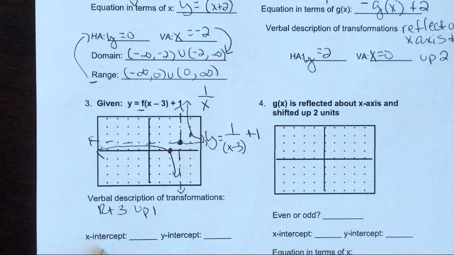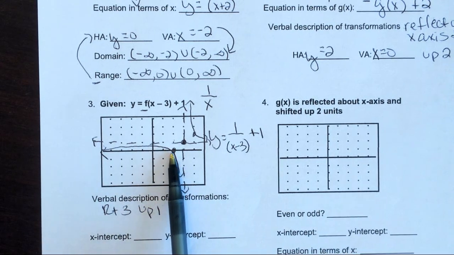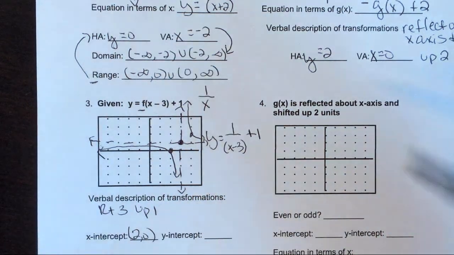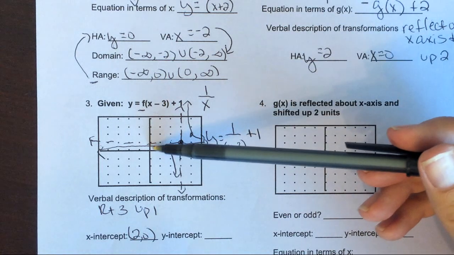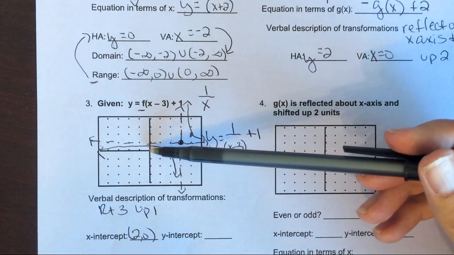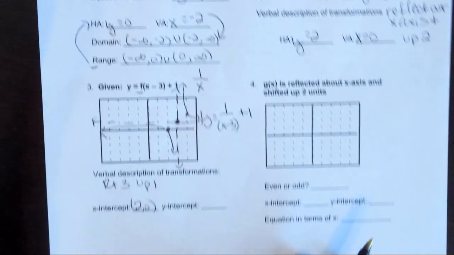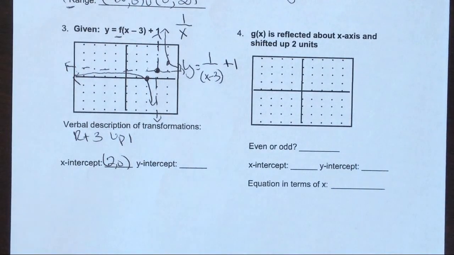For the x-intercept, I can tell by looking at my picture. I don't even have to go solve it. I can tell right here that the x-intercept is (2, 0). My y-intercept, I know I'm touching right here, and I know that I'm right below the 1, but I don't know the exact answer. So when you don't know the exact answer, we have to go back to our algebra skills.